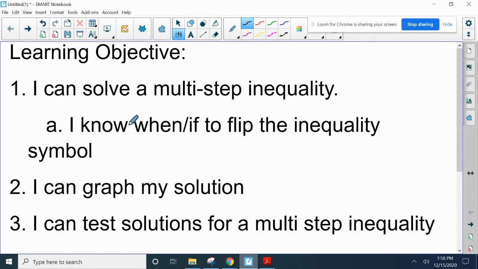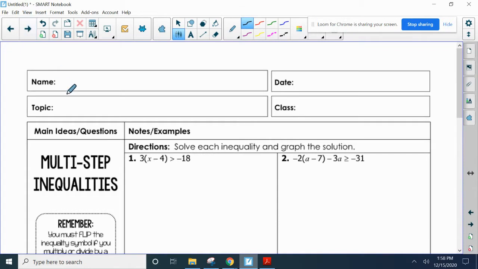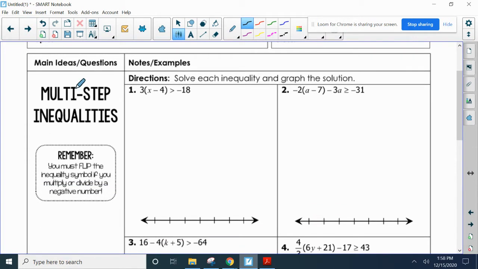these multi-step inequalities. So if you haven't already, just as every time we do this reminder, these guided notes are on Schoology if you want to go ahead and print them. If you do not have that capability, that is perfectly okay. Just make sure you take notes with me as I go through the lesson, and then submit a picture of your notes. All right, so today we are going to talk about multi-step inequalities.